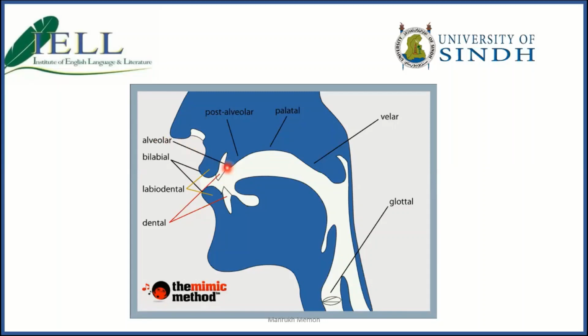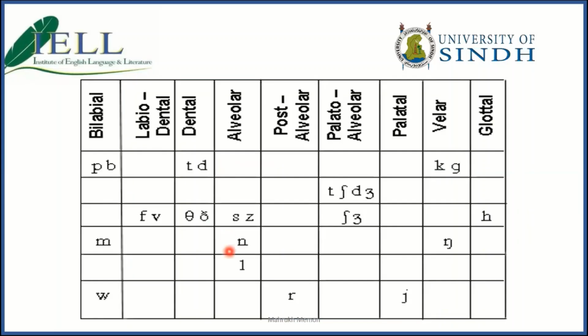So when we are pronouncing these sounds, s, z, n, l, we will see that some part of our tongue is touching our alveolar ridge. So our alveolar ridge is playing a part in obstruction of airflow. That's why these sounds are called alveolar.